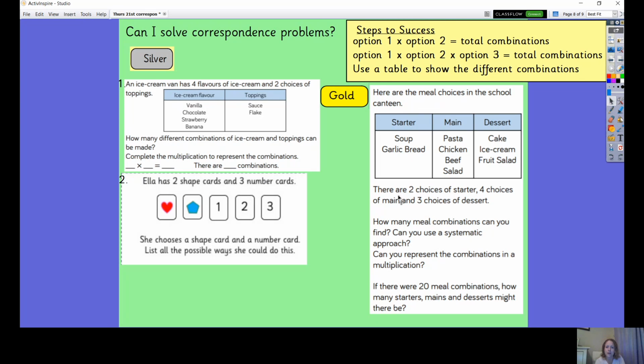So there are some questions at the bottom that are to do with the combinations. So the first thing I would do is to work out your formula. So do your 2 times 4 times 3 and then write all the different options that you're going to have and then see if you can answer these questions. Okay.